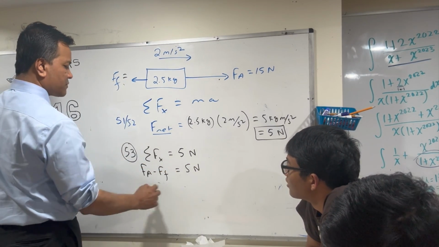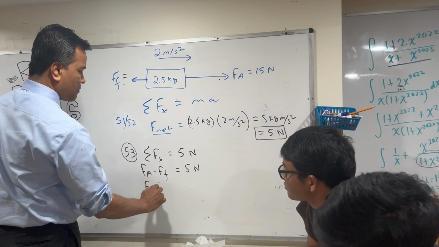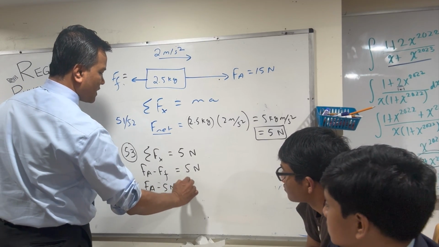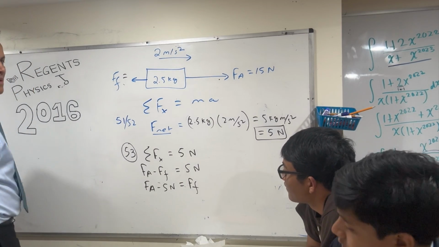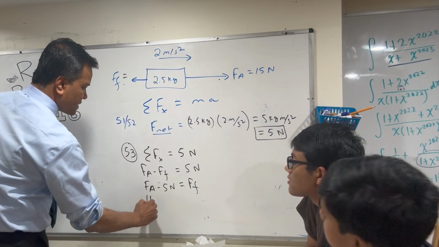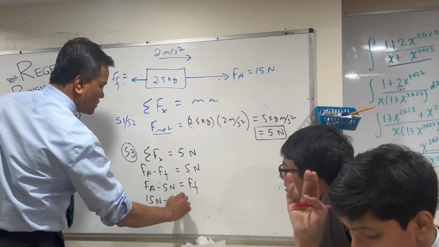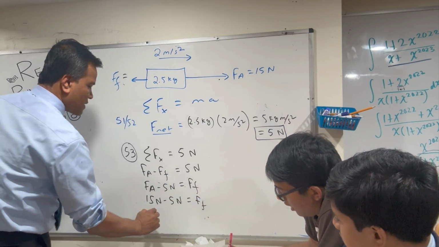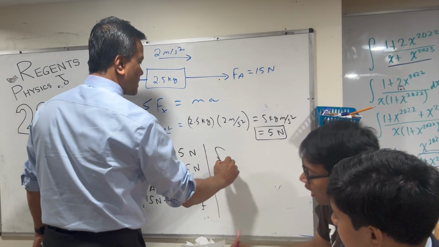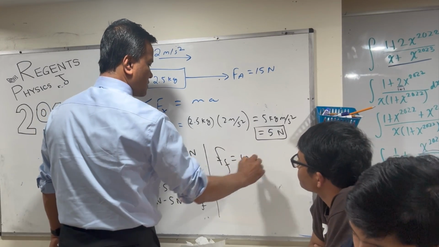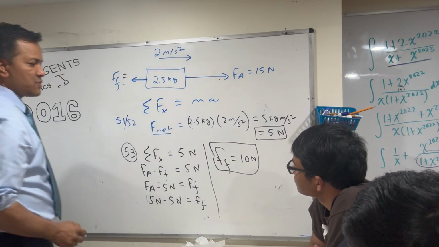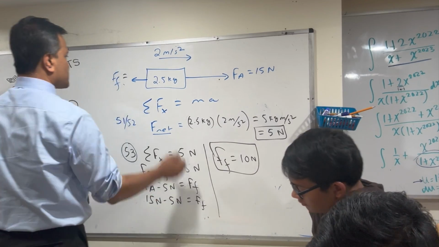All right, Fa is 15. We want to send the Ff to the other side. So Fa minus 5 newtons is equal to Ff. So Fa is how much? 15. 15 newtons minus 5 newtons is equal to 10. So Ff is how much? 10. Ff is 10 newtons. All right, we're done with this one, right? Okay, let's go to the next one.